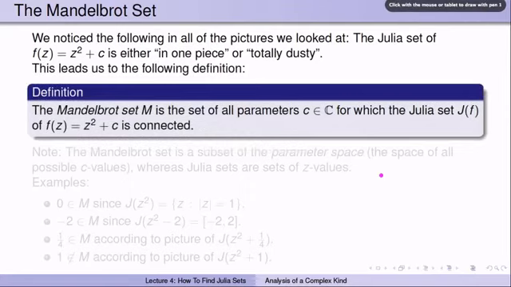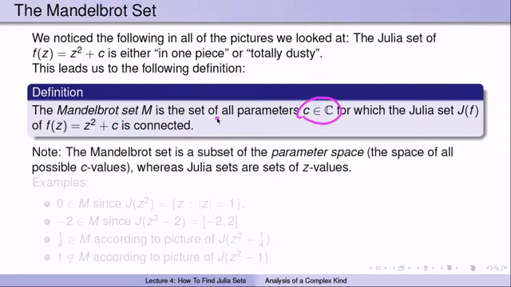We say the Mandelbrot set is the set of all those parameters c for which the corresponding Julia set is connected, so in one piece. That is, a parameter c belongs to the Mandelbrot set if the Julia set of f of z equals z squared plus c is connected. In other words, the Mandelbrot set is a subset of parameter space, the subset of c values, whereas Julia sets are always sets of z values. They're both contained in the complex plane, so this can get a little confusing.